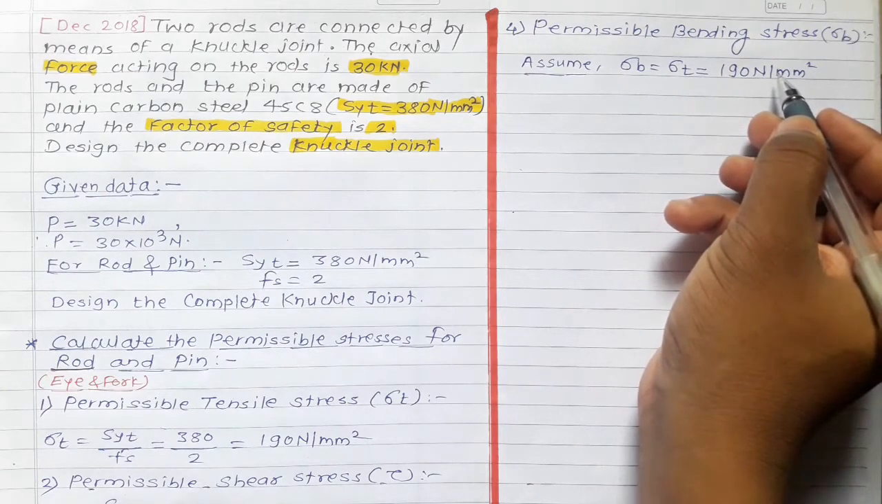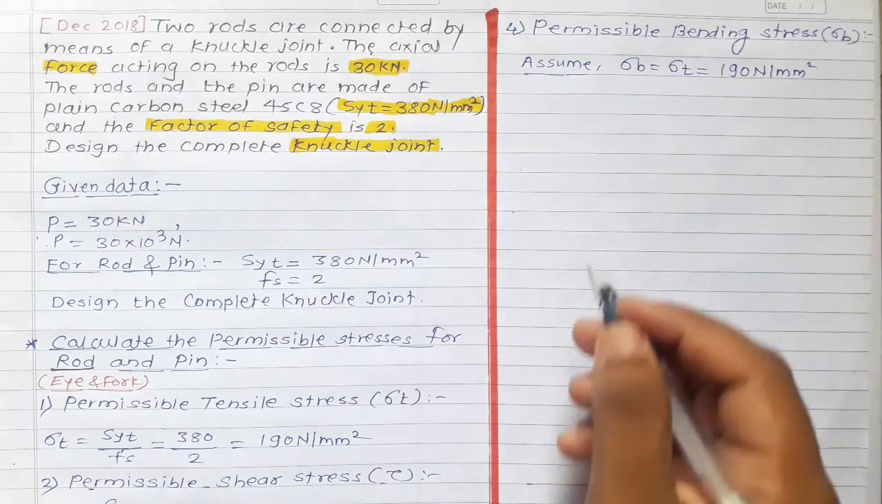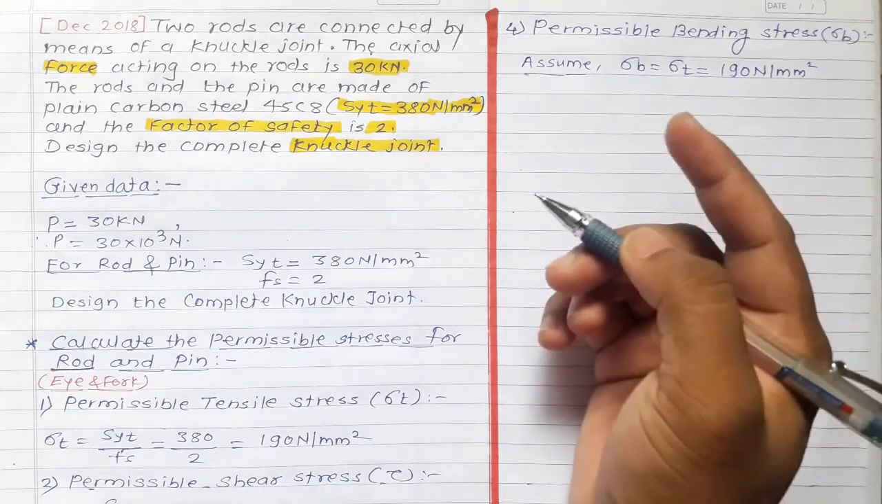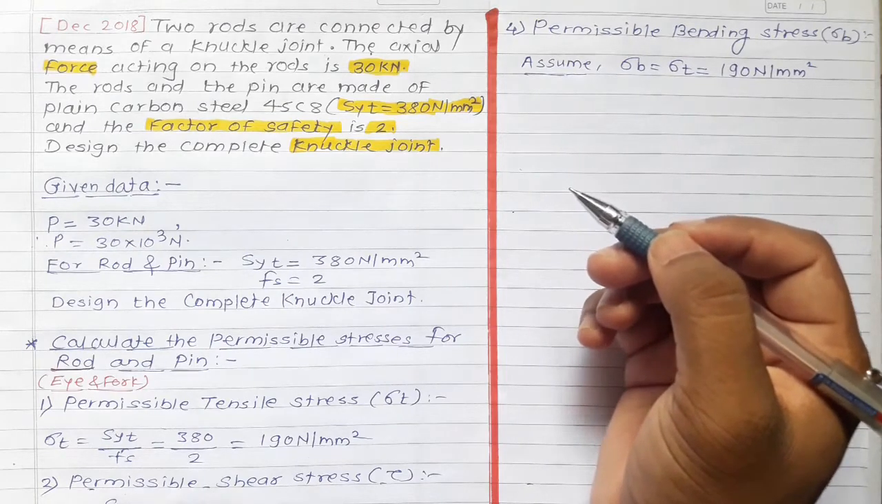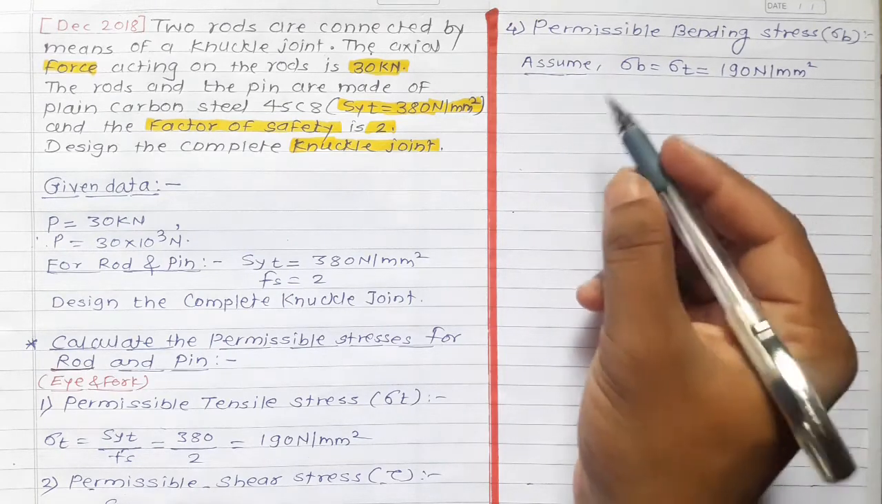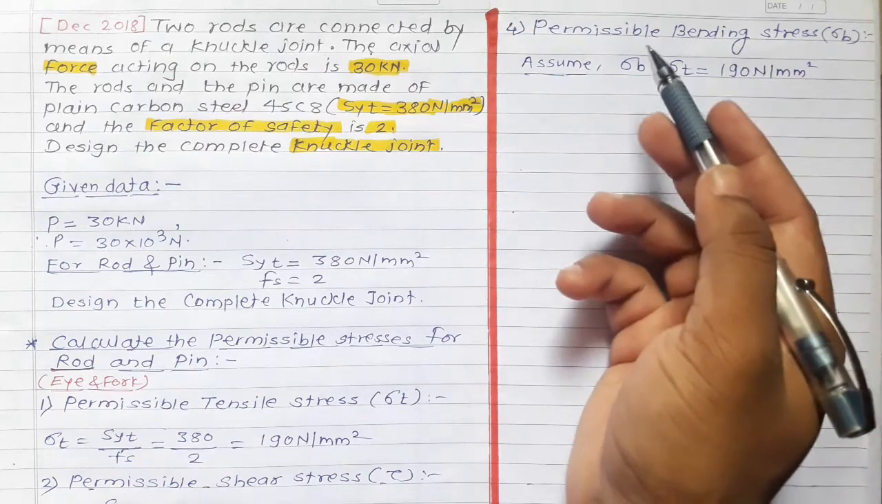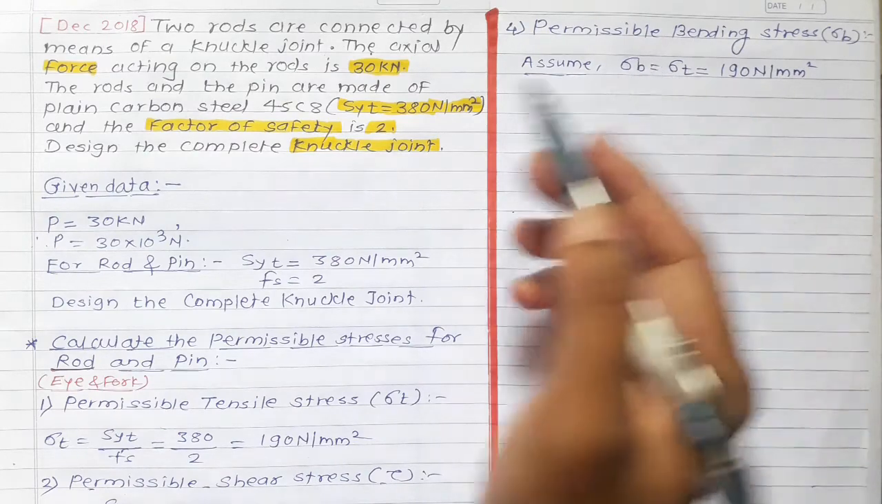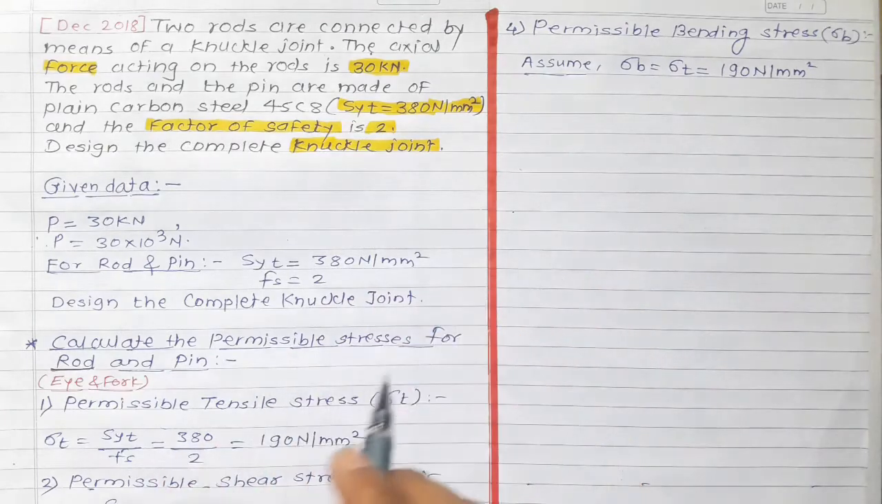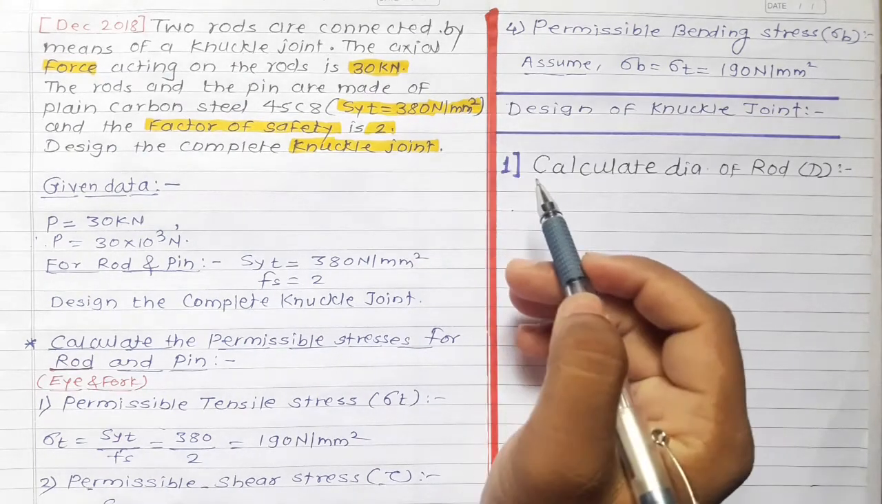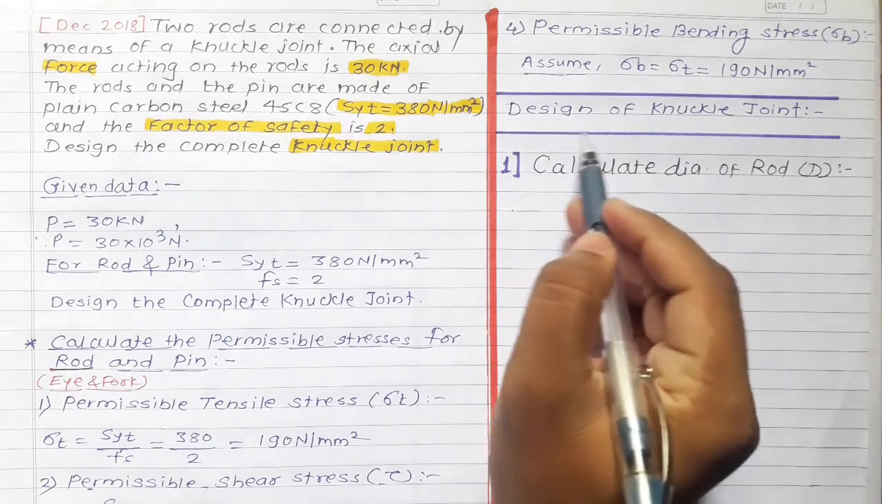So this is the permissible bending stress that is equal to permissible tensile stress, and its value is 190 Newton per mm square. Okay, so we have calculated the four permissible stresses: permissible tensile stress, permissible shear stress, permissible compressive stress, by taking SYC is equal to SYT, and last is the permissible bending stress. So these four permissible stresses are required to solve the problems based on knuckle joint. Okay, now let us start solving the steps of design of knuckle joint. So now after calculating permissible stresses, let us start the design of knuckle joint.